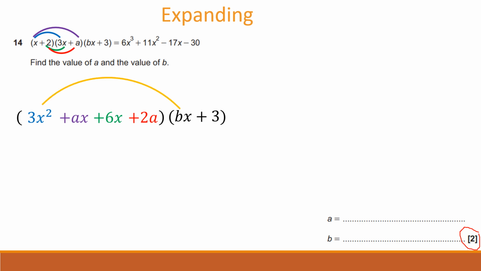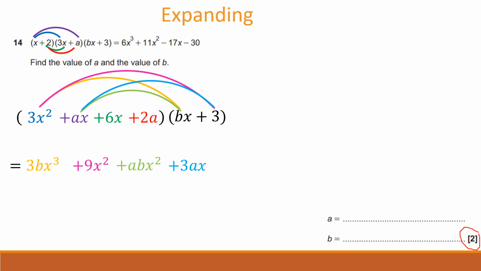So I'm going to multiply my 3x squared by my bx, which is 3bx cubed. I'm going to multiply my 3x squared by my 3, which gives me 9x squared. I'm then going to multiply my ax by my bx, which gives me abx squared. Then I'm going to multiply the ax by the 3, which is 3ax. Then I'm going to move on to the next term, which is the 6x, and multiply that by bx. Then that gives me 6bx squared.